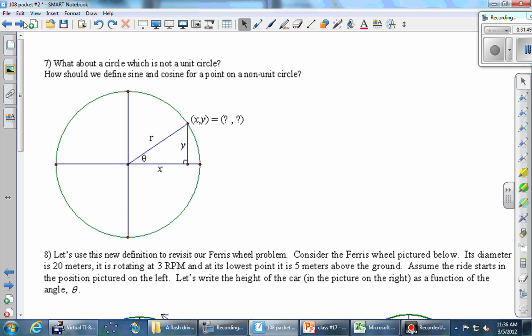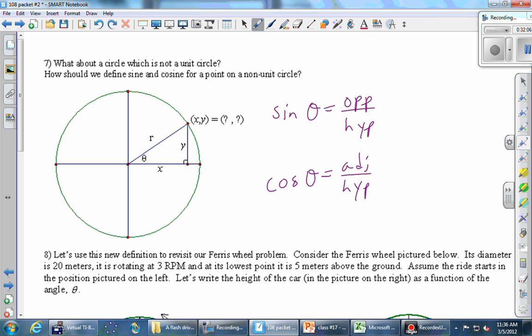Okay, so looking at this picture, again, what's the definition of sine from the SOHCAHTOA stuff? Sine is opposite over hypotenuse, and cosine adjacent over hypotenuse. So these are our old definitions, and we want to make sure we make new definitions that agree with those ones. So what is the opposite side in this triangle? That's a y, and the hypotenuse is now r. It used to be just y over 1, but now it's y over r.